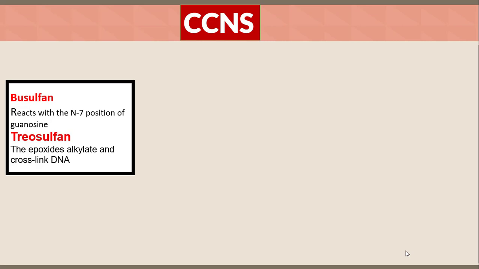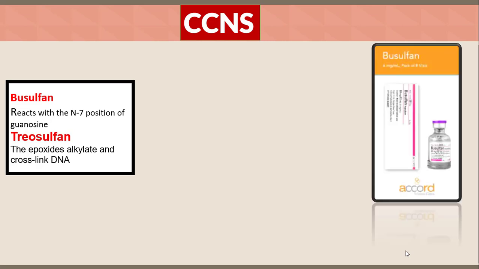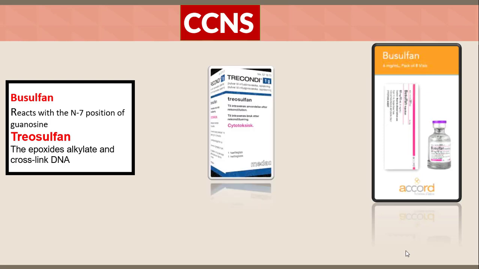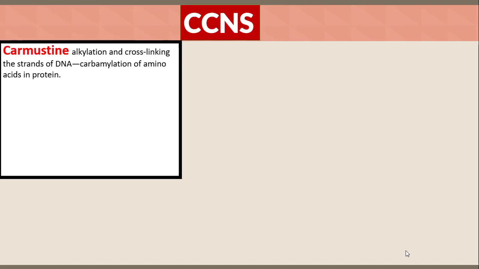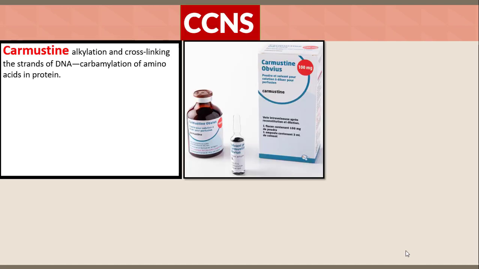In the next 8 slides, we will briefly summarize with a clear illustration the 28 cell cycle non-specific chemotherapeutic agents' mechanism of action. Busulfan reacts with the N7 position of guanosine. Treosulfan, the epoxides alkylate and crosslink DNA. Carmustine, alkylation and cross-linking the strands of DNA, carbamylation of amino acids in protein.